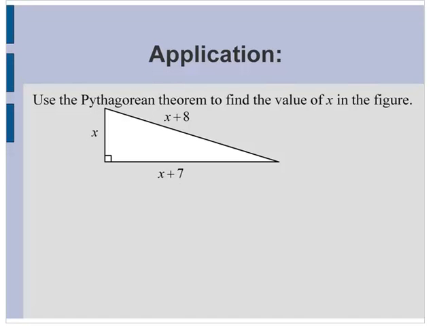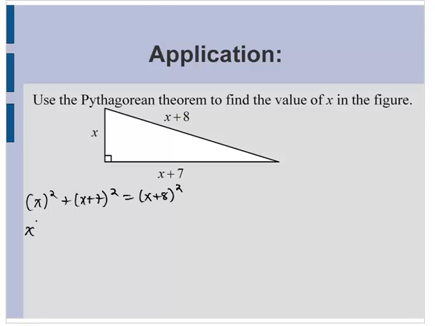Alright, and we'll finish off this section with a couple applications. First one asks us to use the Pythagorean theorem to find the value of x in the figure. Alright, so applying the Pythagorean theorem, we would have that x squared plus (x plus 7) squared is equal to (x plus 8) squared.